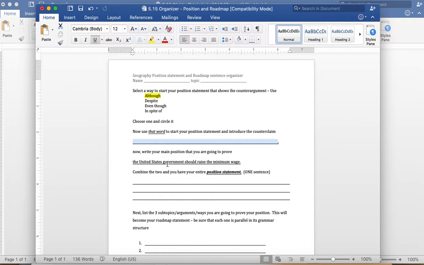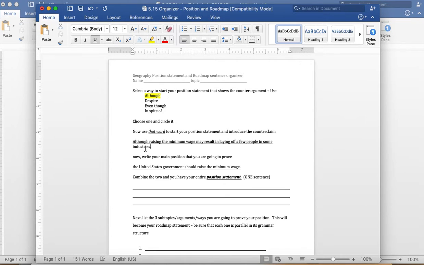So again, if I'm saying that the government should raise the minimum wage, I'm going to look at the other side and say, someone that believes that the government should not raise the minimum wage, why do they say that? So one of the main arguments is that raising the minimum wage could lay off a few people in some major industries. So I'm going to type that here, although. So again, I'm saying here that the main argument against my argument is that raising the minimum wage would result in laying off a few people in some industries.